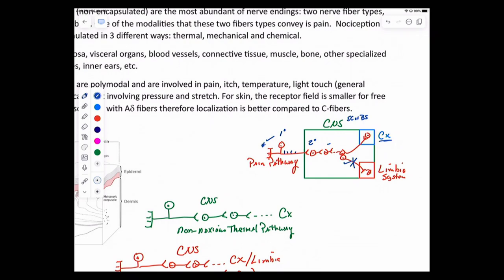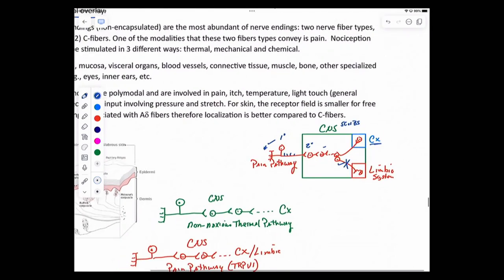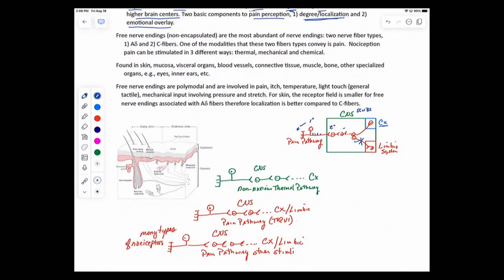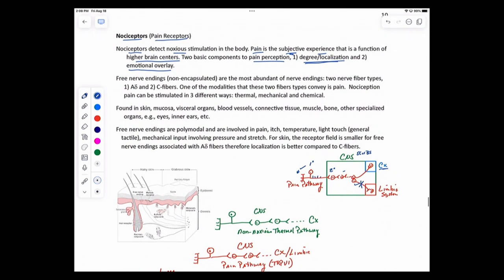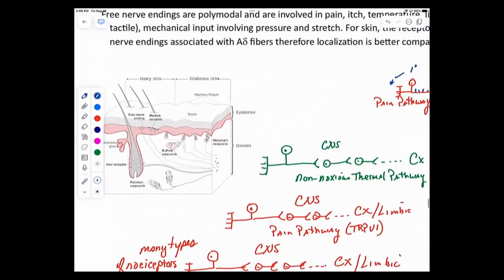So again, take-home point here is that when we're talking about pain, we're talking about two components. We're talking about conscious awareness and degree, and then we're talking about the emotional component or the sense of disagreeableness with the pain. So again, very important concept. Now, going back to more general points, when we're talking about nociceptors or pain receptors and the pain pathway, we're talking about free nerve endings. And we've talked about this before. Free nerve endings are non-encapsulated. They are by far the most abundant nerve endings in your body. We have a little diagram here.